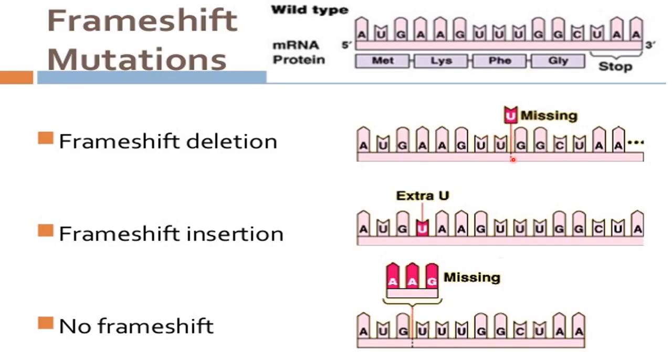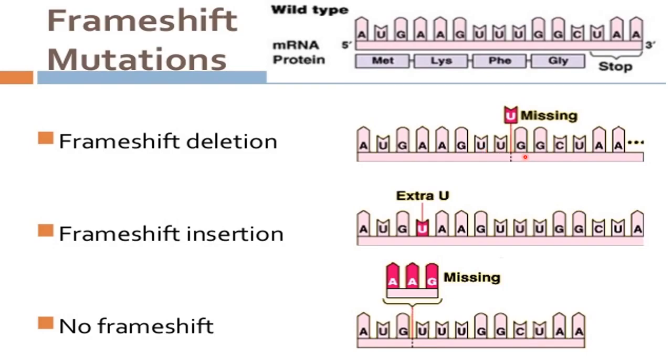What will be the impact now due to deletion of this uracil? See here, now what will be the codons now? So first codon will be same as it is AUG, which will code for methionine. Next will be same AAG, that will code for the lysine. But this codon UUU, it was coding for phenylalanine, but now because this U is missing from here, that's why this codon will be read like this, UUG, and this UUG will not code for the phenylalanine. It will code any other amino acid, right?